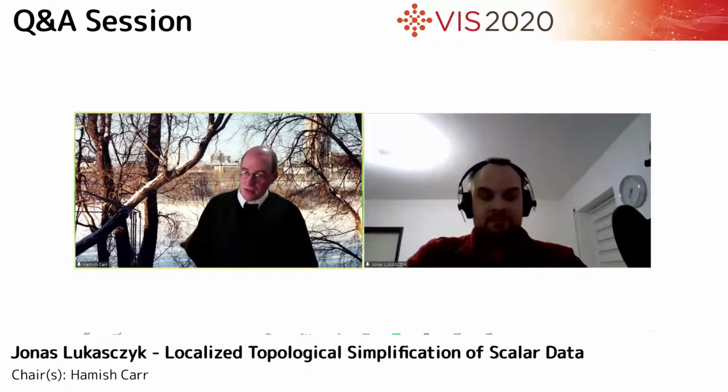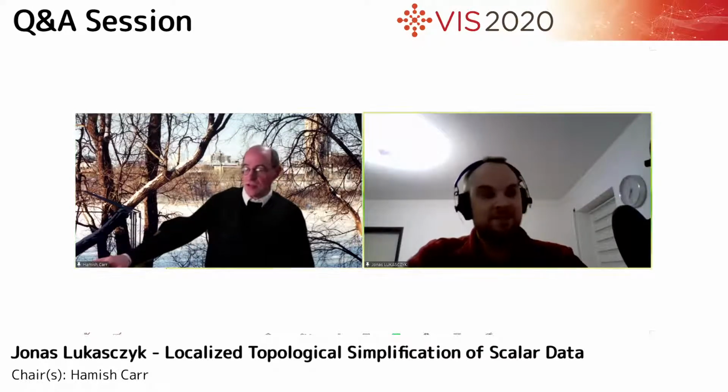In the meantime, we've got a couple of questions showed up. The first is from Peter Christoph, who I will point out is my PhD student, who's asking, do you need to specify which extrema should be simplified before running the algorithm? And if so, how are they chosen?